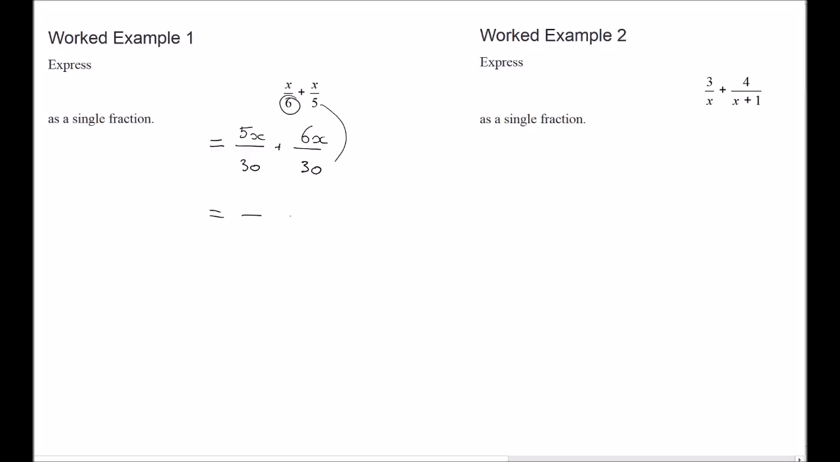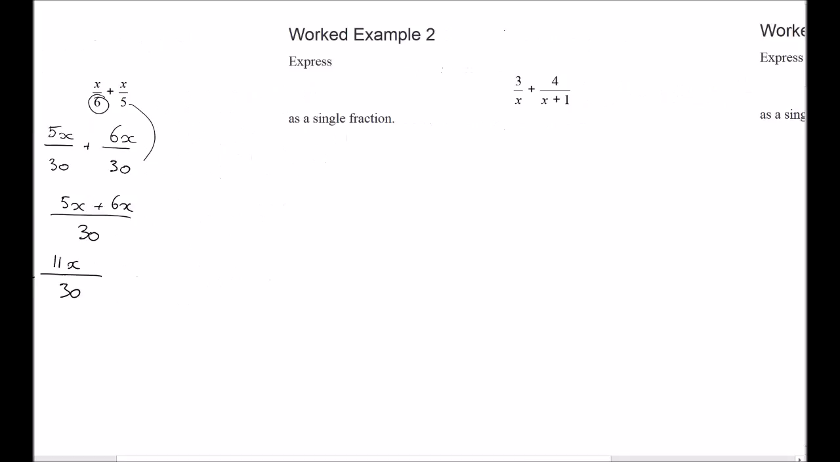And then I can add them, put them on the same denominator, that's on 30, and I get 5x plus 6x. Can I add these two? Yes, because they are like terms. 5x plus 6x is going to give me 11x over 30. And can I simplify that? No, because 11 is a prime number. So done. That is my single fraction.